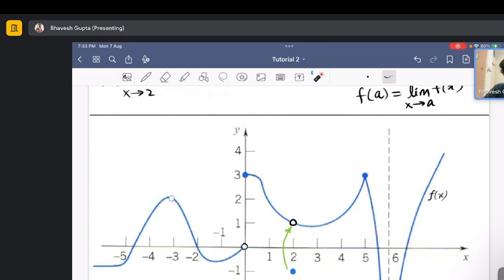I have one more interesting point. I want to focus your attention on this value, at x equal to 5. What do you think? Is this continuous, discontinuous? What is this? Is this continuous?